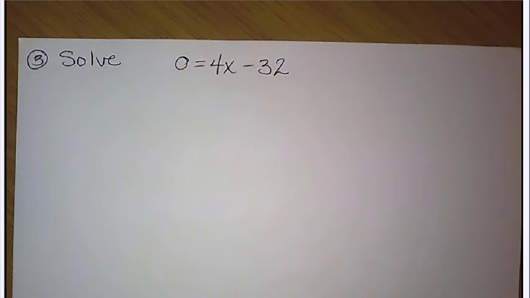So for our third example, we have 0 equals 4x minus 32. And I wanted to do this one for a couple reasons. One, we have it equal to 0, which kind of sometimes throws some people off.